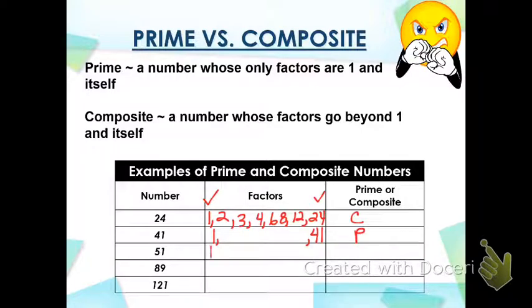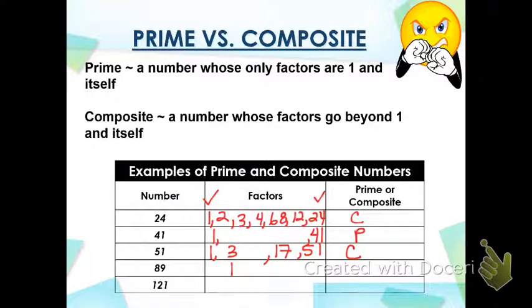For 51, I could do 1 times 51. 2 doesn't work. If I do 51 divided by 2, I'd get a decimal. I could do 3 times 17. And again, I could keep checking. 51 divided by 4 gives me a decimal. 51 divided by 5 gives me a decimal. And I'd keep checking all the way up through 17, which is already on my list, and I won't find any more. And even though there's only 1, 3, 17, and 51, that's still more than just 1 and itself, so it is composite.